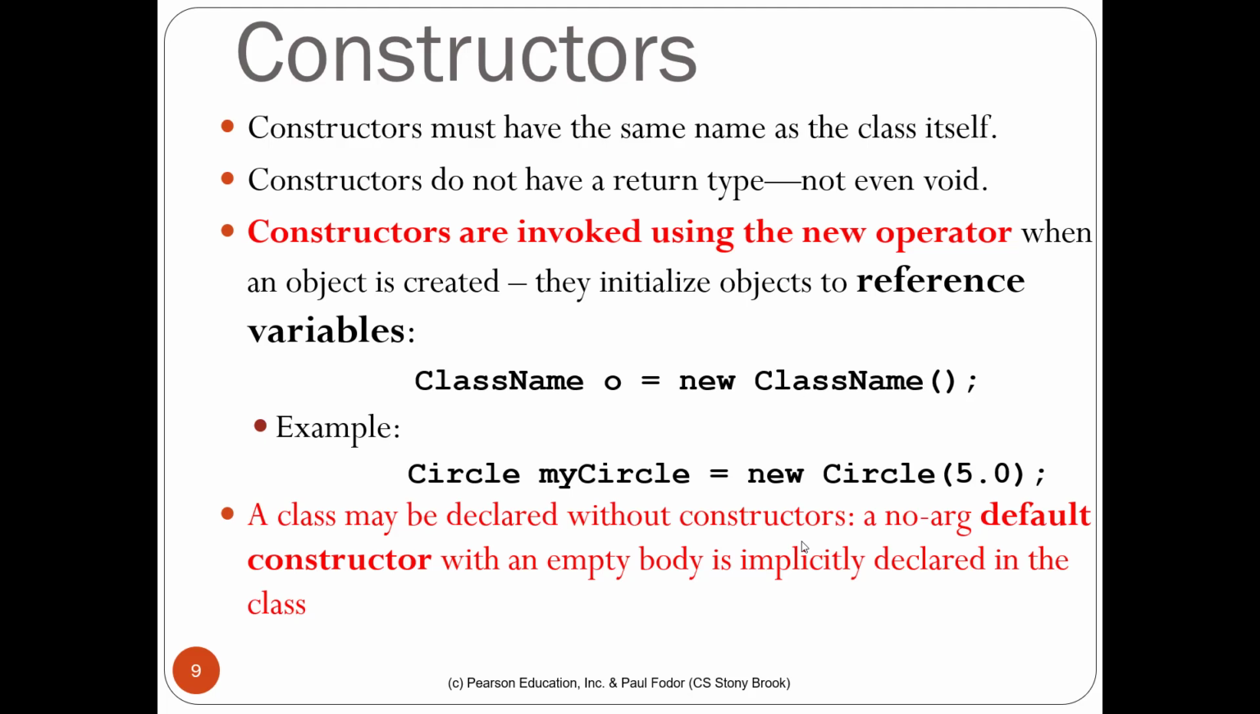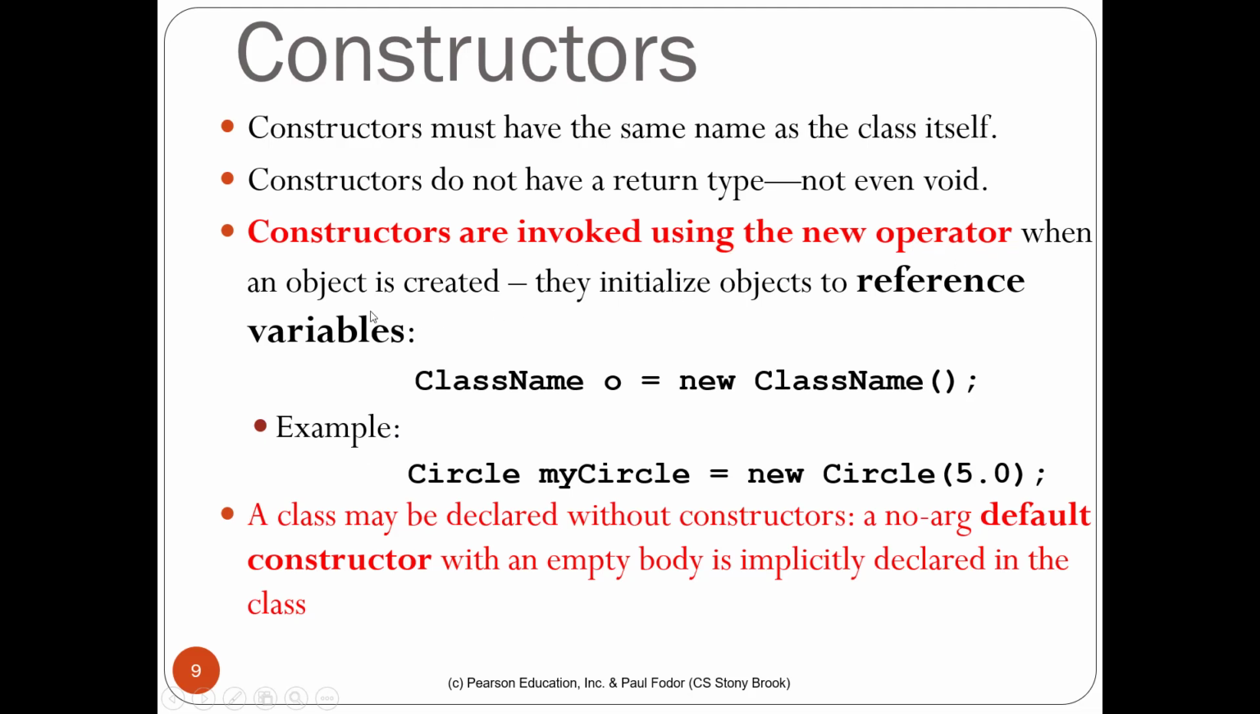So let's see. Now again, these are the same rules that I told you in the previous code and also in the demo in the last class. Let's read these and try to find something new if we can. Constructors must have the same name as the class itself. Rule 1. Constructors do not have a return type, not even void. Great. The constructors are invoked using the new operator.